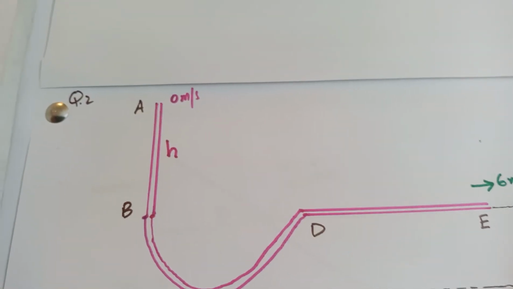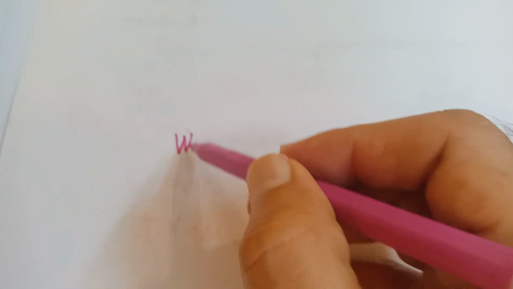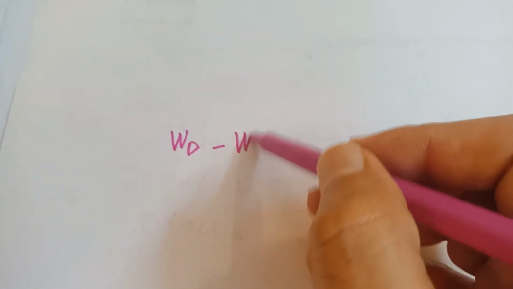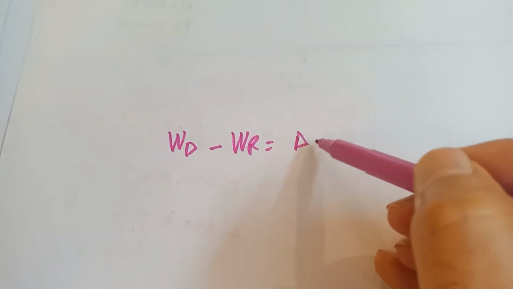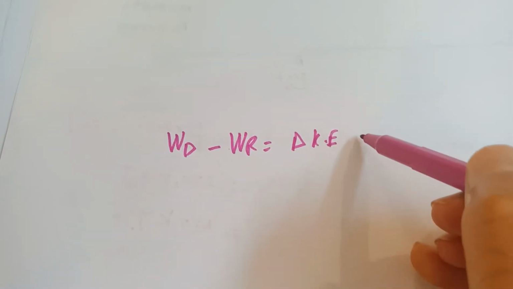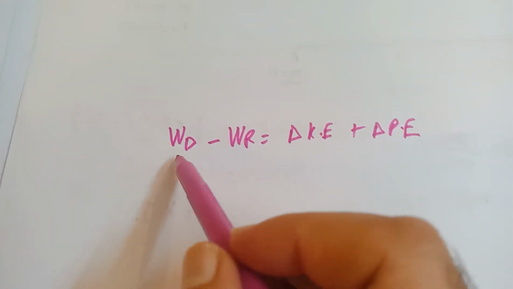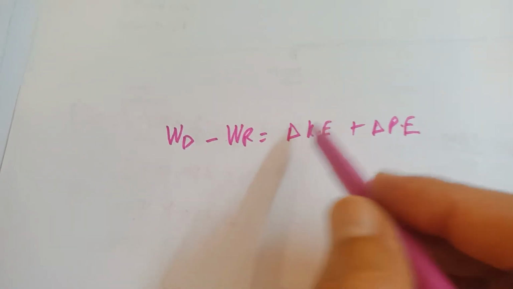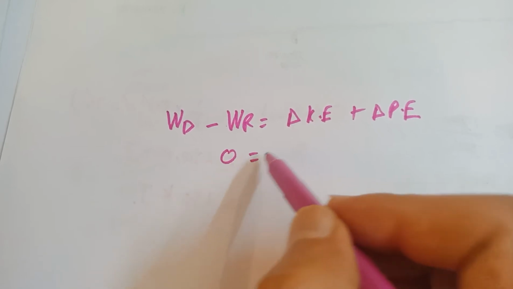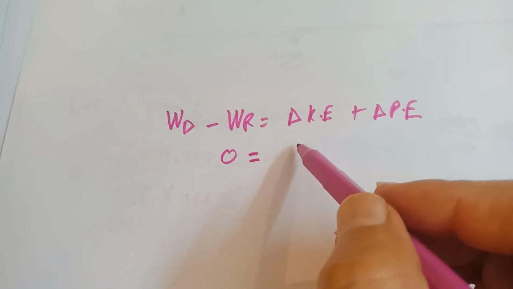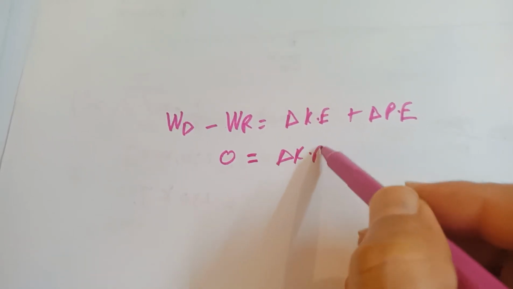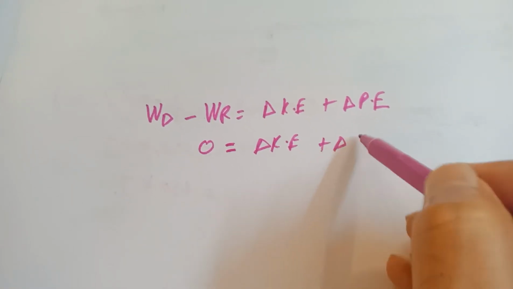So guys, let me quickly recall my favorite formula: the work done by the driving force minus the work done by the resisting force is the change in kinetic energy plus the change in potential energy. Since there is no forward force and no backward force, you will see that this side is going to be 0. So the change in kinetic energy is left, and this is going to be the change in potential energy.